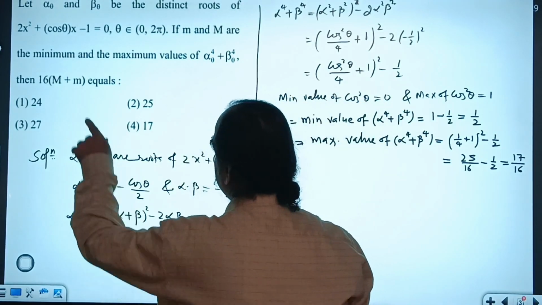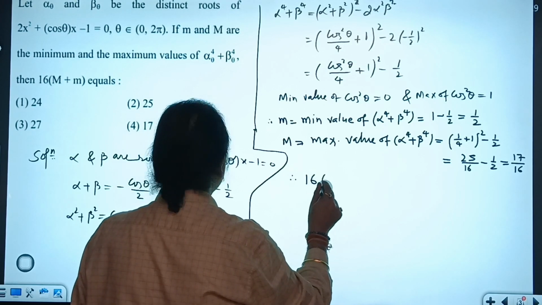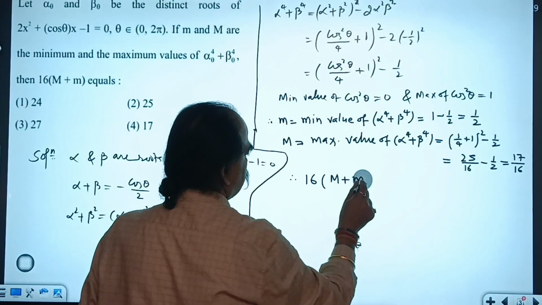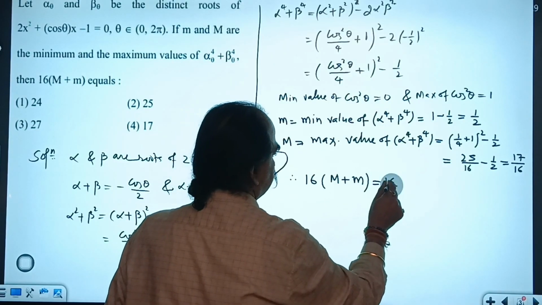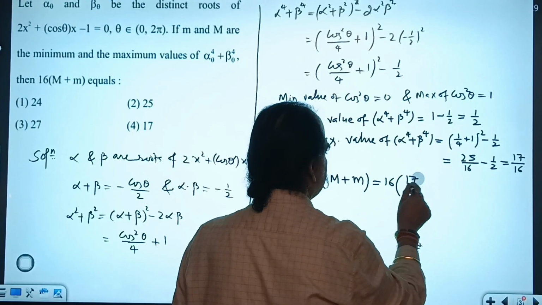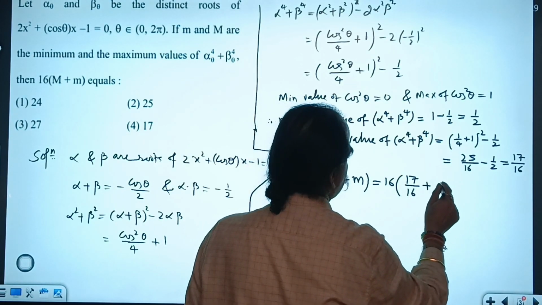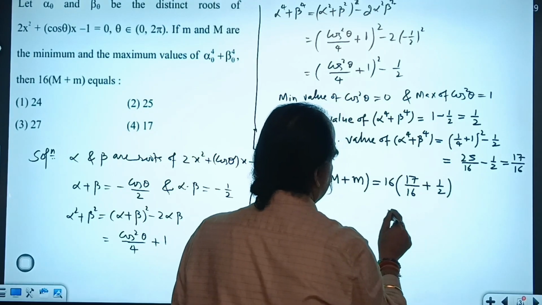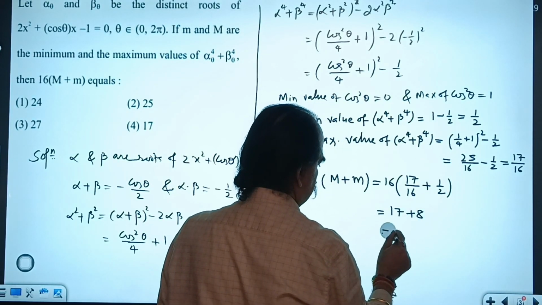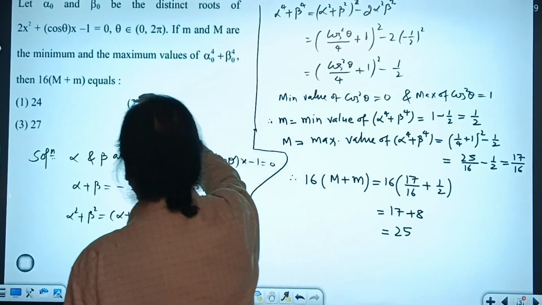We are interested in 16 times capital M plus small m. 16 times capital M is what? 17 by 16. Small m is what? 1 by 2. So 17 plus 8 will be 25. Answer 2.